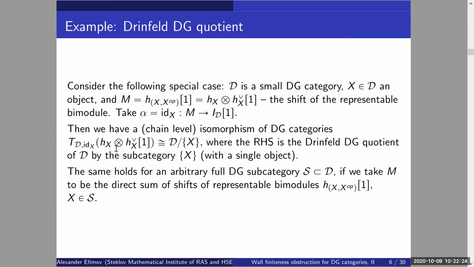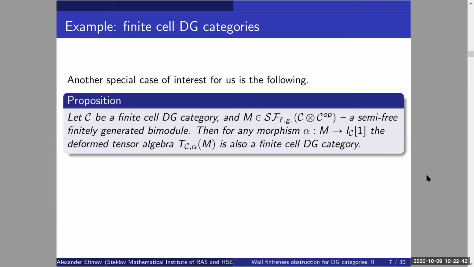What this construction does is basically it just adjoins the contracting homotopies of the identity morphisms of objects of S. Okay, this is the Drinfeld quotient. Another example which we need is that if we take a finite cell DG category, remember, it's a path category of a finite graded quiver where the arrows are ordered, and we have the standard condition on the differential: each arrow can be expressed in terms of the previous arrows.